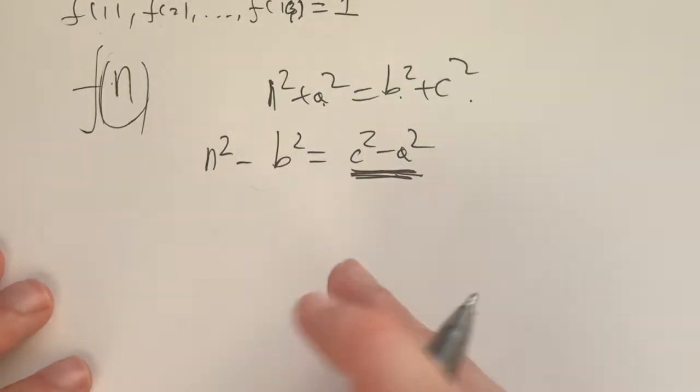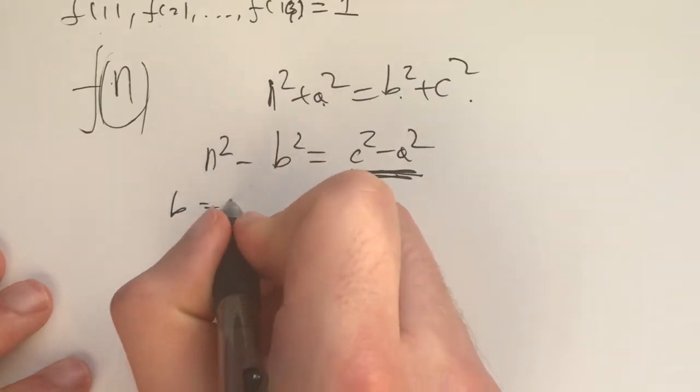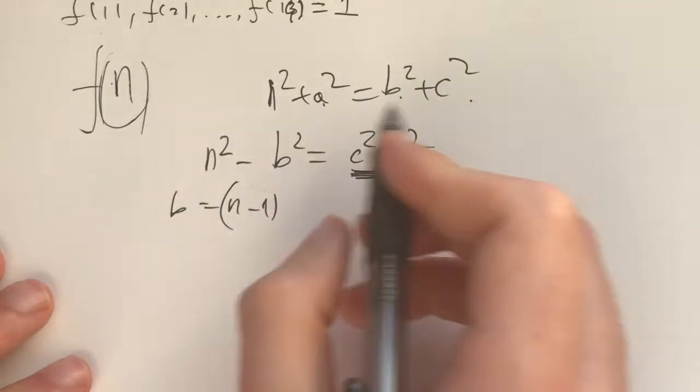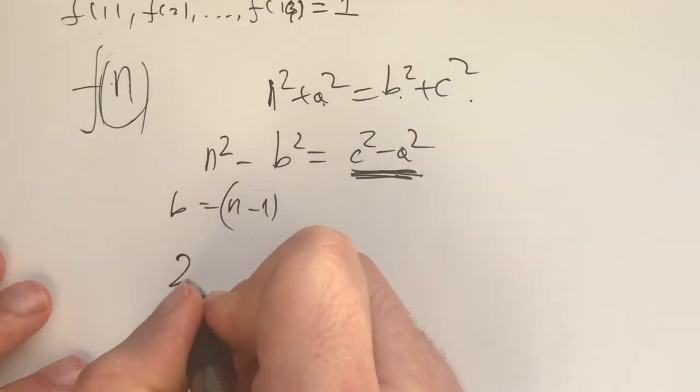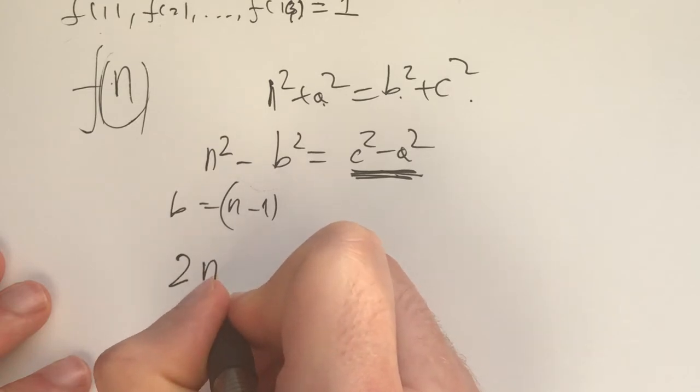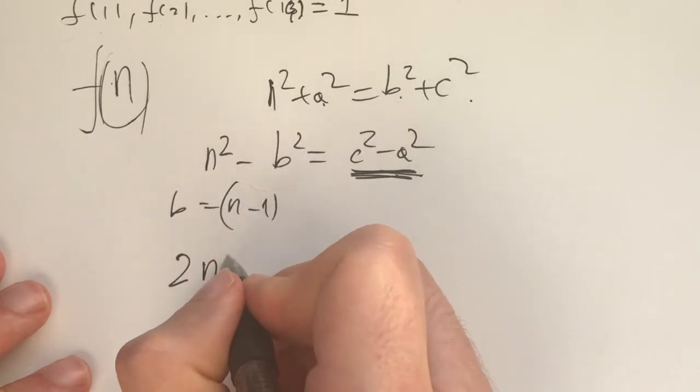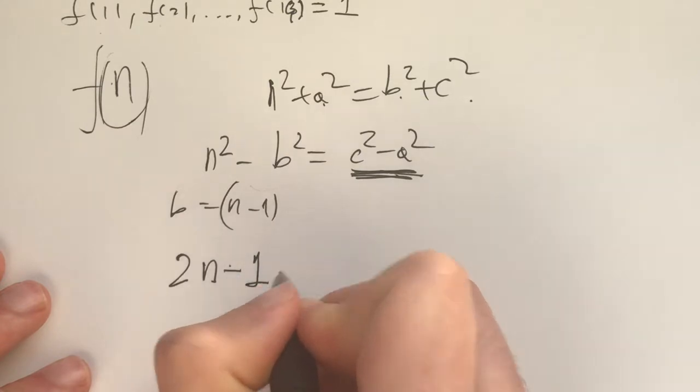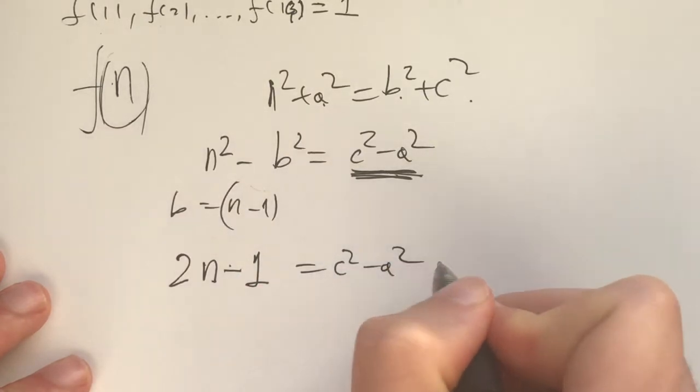So now let's try a couple of b's. One is, say, b is n minus 1. So then I'll have this side equal to 2n minus 1. Yes, 2n minus 1 is c squared minus a squared.